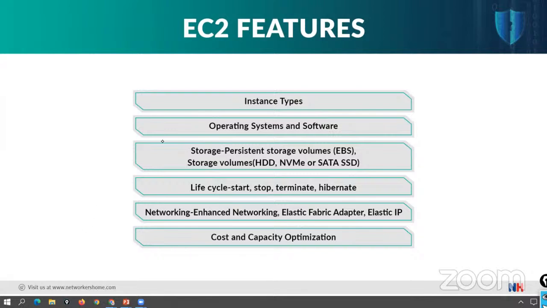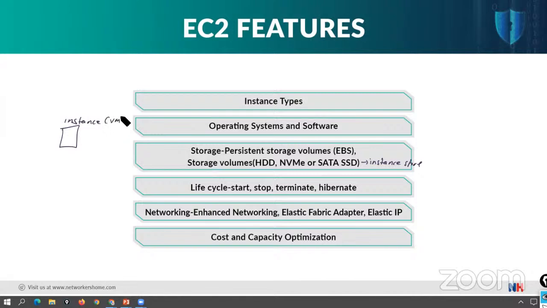And what about the storage? So there are two types of storage available primarily. We can have persistent storage for our EC2 instance, that is EBS, Elastic Block Store. Think of it like a virtual hard disk. And you have another storage which is called instance store. So you launch an EC2 instance.